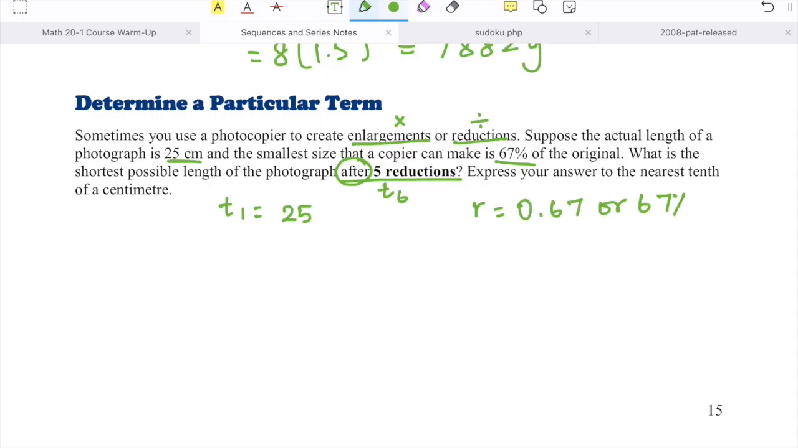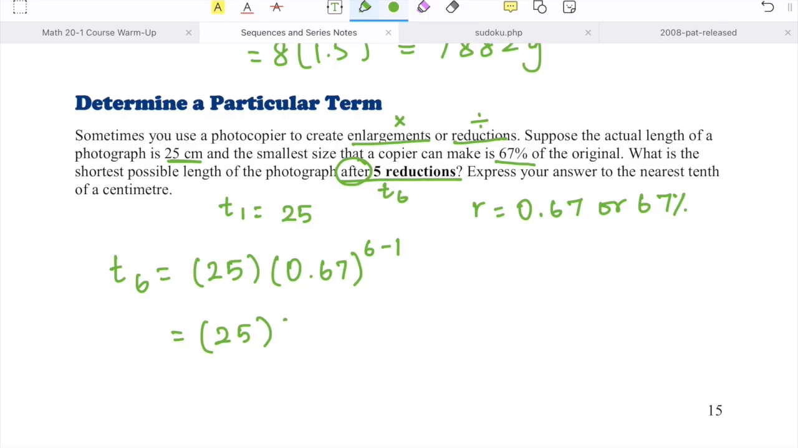So we'll just put it in our formula. T6 is going to be T1 times the ratio, which is 0.67, to the power of our number minus 1, so 6 minus 1. So we have 25 times 0.67 to the power of 5, which will be 3.4 centimeters.